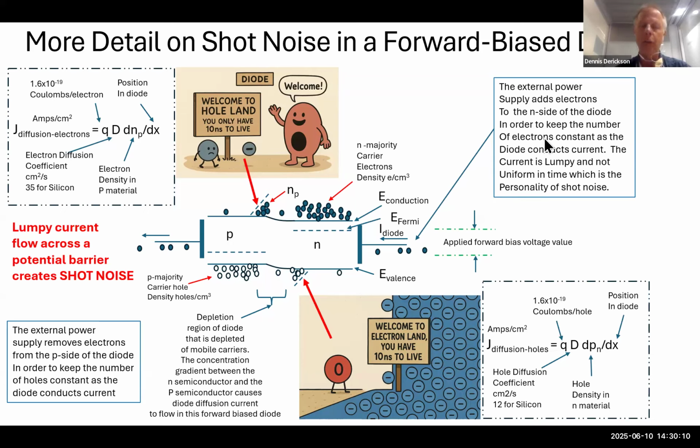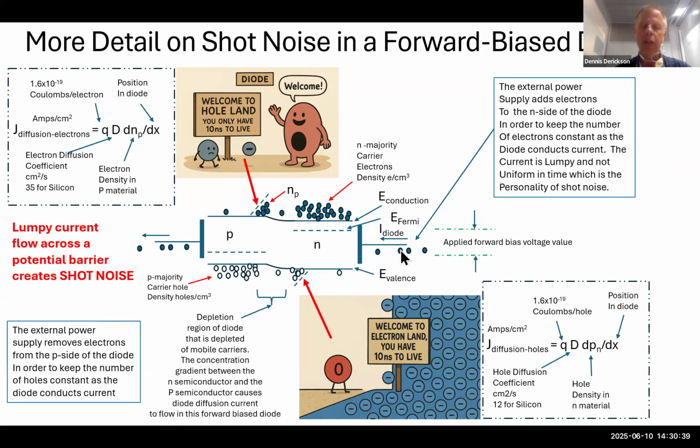The external power supply right here on the N side supplies electrons to make sure that we don't get a depletion of the number of electrons in this valence band region right here. So we can have steady state electron populations. And the same thing right here, as holes diffuse to the other side and recombine, we need to remove electrons from that side to keep the whole population at its steady state value.